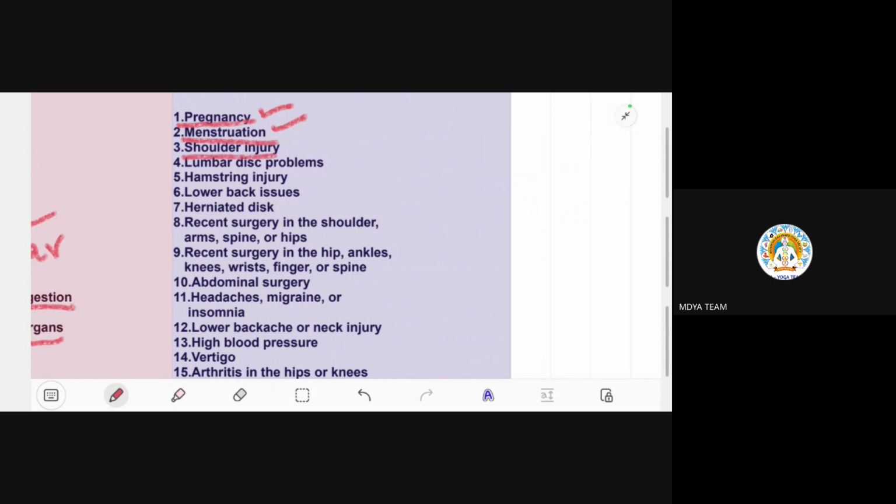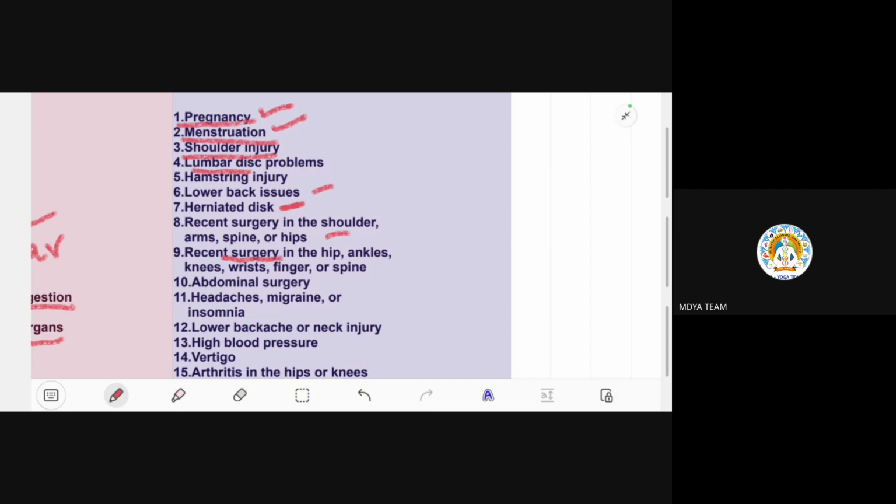Shoulder injury, lumbar disc problems, hamstring injuries, lower back issues, herniated disc. The spinal problems are always considered in this type of asana. Recent surgery in the shoulder, arm, spine, and the hips. Recent surgery in the hip, ankle, knee, wrist, finger, or spine.